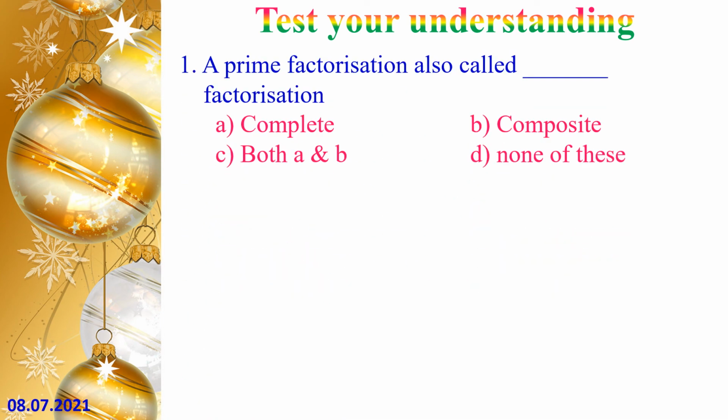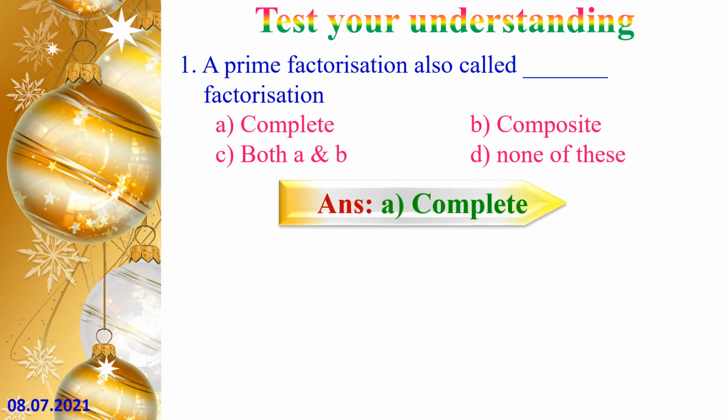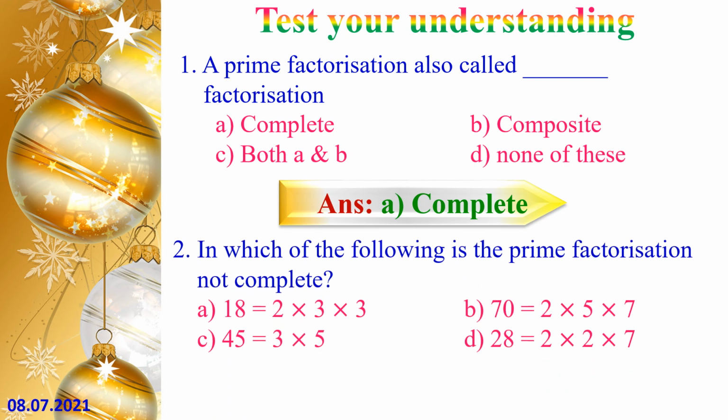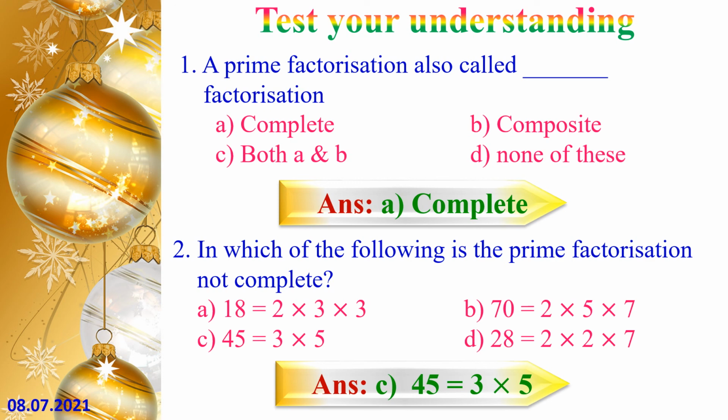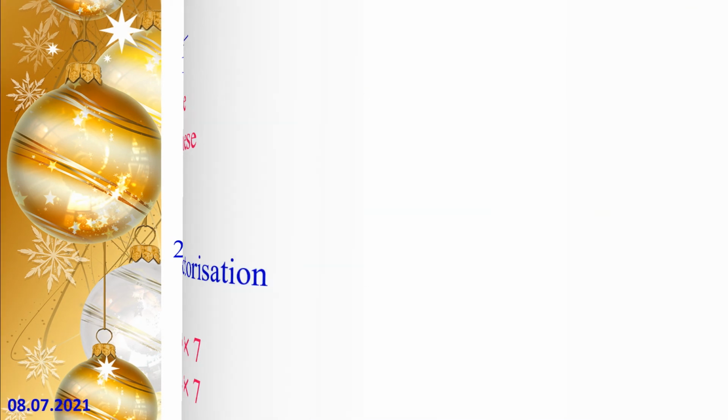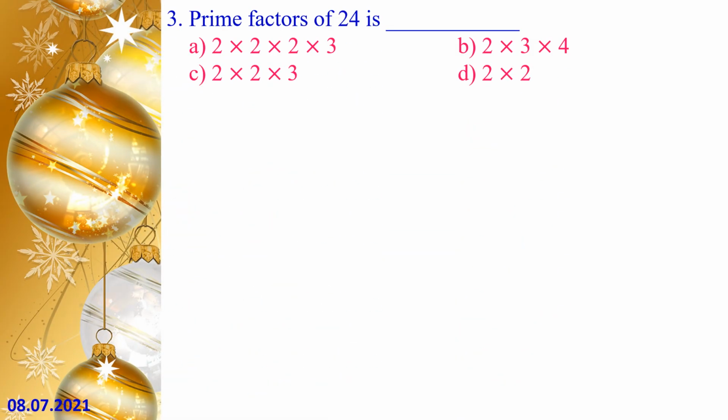Test your understanding. The first question is, a prime factorization is also called dash factorization. Very good, complete factorization. Second one, in which of the following is the prime factorization not complete? So the answer is 45 equal to 3 into 5. So not complete. So the factors of 45 are, what is that? 3 into 3 into 5. Next one. Third one, prime factors of 25 is dash. What is that? Very good.